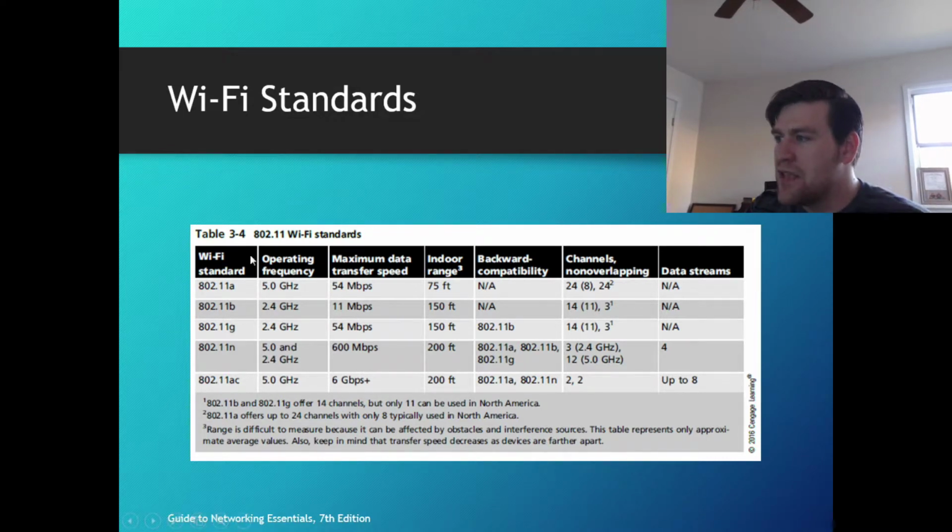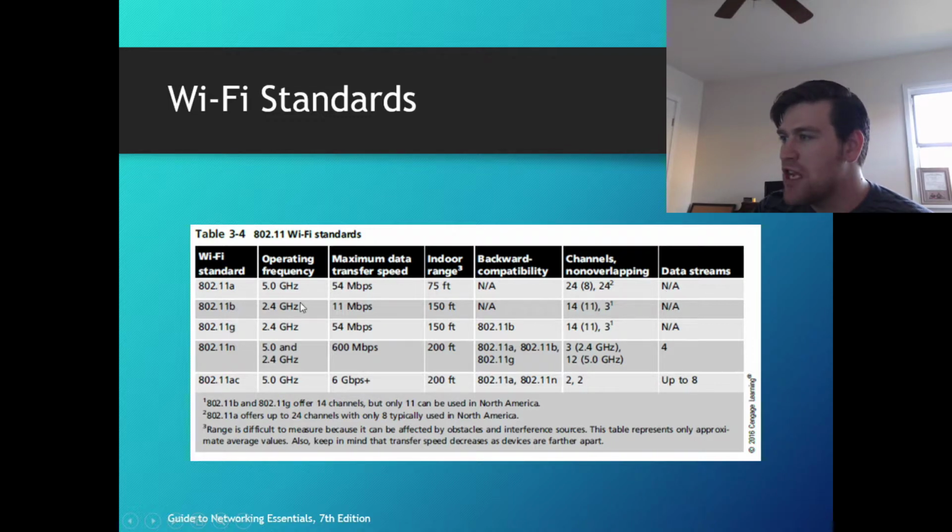So just a quick look at some of these. A, B, G, N. These are sort of the standards of the past. There's still a few of them floating around here and there. In fact, we've seen a couple of 802.11g network interface cards in my classroom, but these are the sort of little tidbits of information about them. So you see with 802.11a, it operated at 5 gigahertz frequency, but it was fast, 54 megabits per second, but the range was not great, 75 feet.